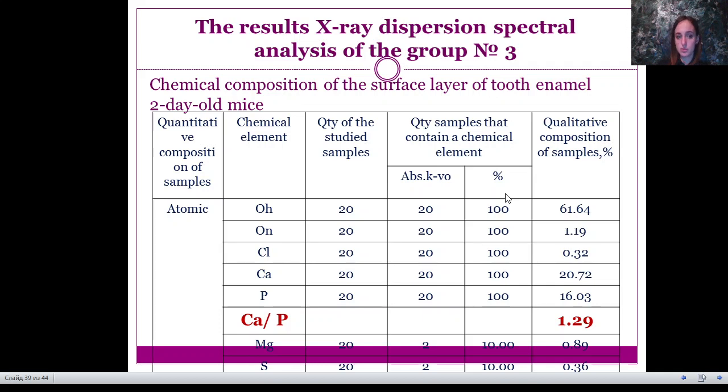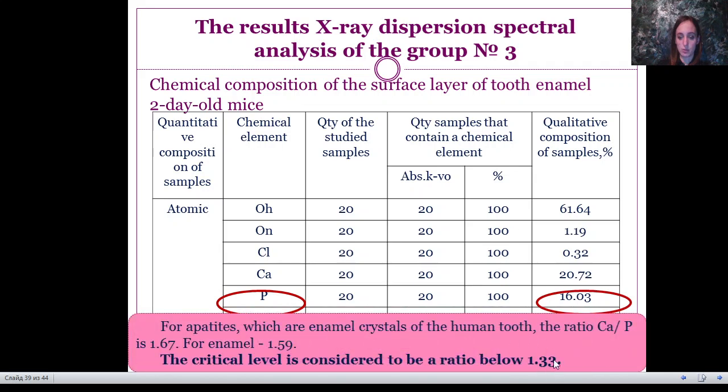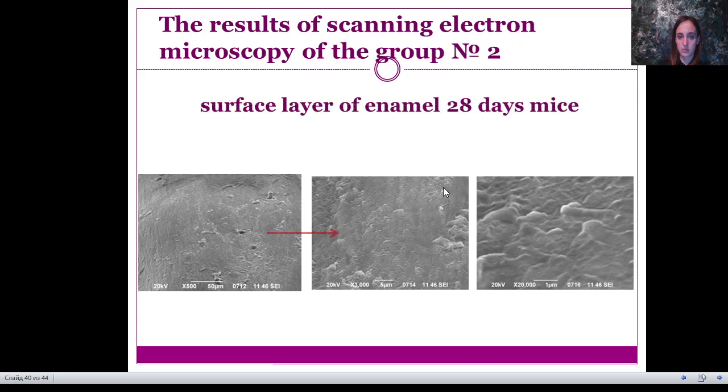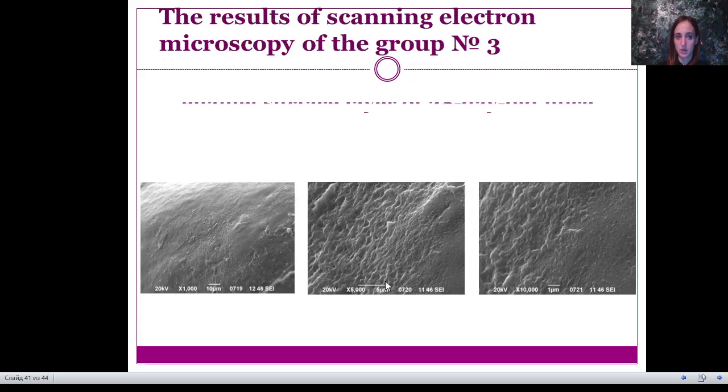Then the third group, also 2-day-old mice, and here the ratio can be 1.33. And surface layer of enamel 28 days. It is the surface of enamel in the picture.